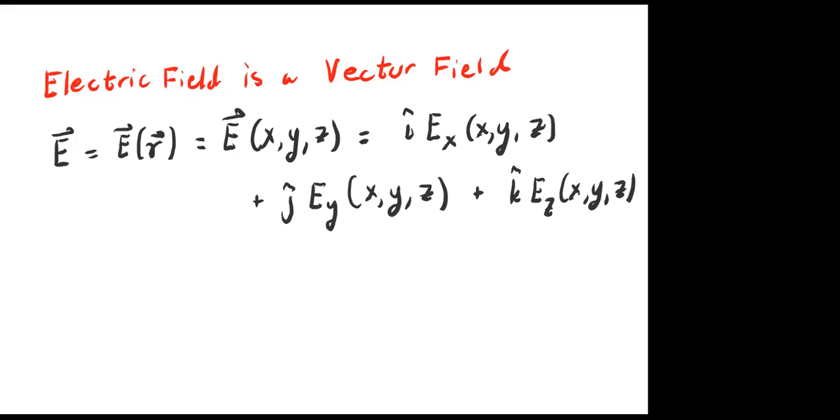These guys are scalar fields. So the components of the electric field are not constants. They are scalar fields. But again, this thing on the left-hand side is a vector, and the sum of these three objects on the right-hand side is a vector. Okay, so let's look at an example.